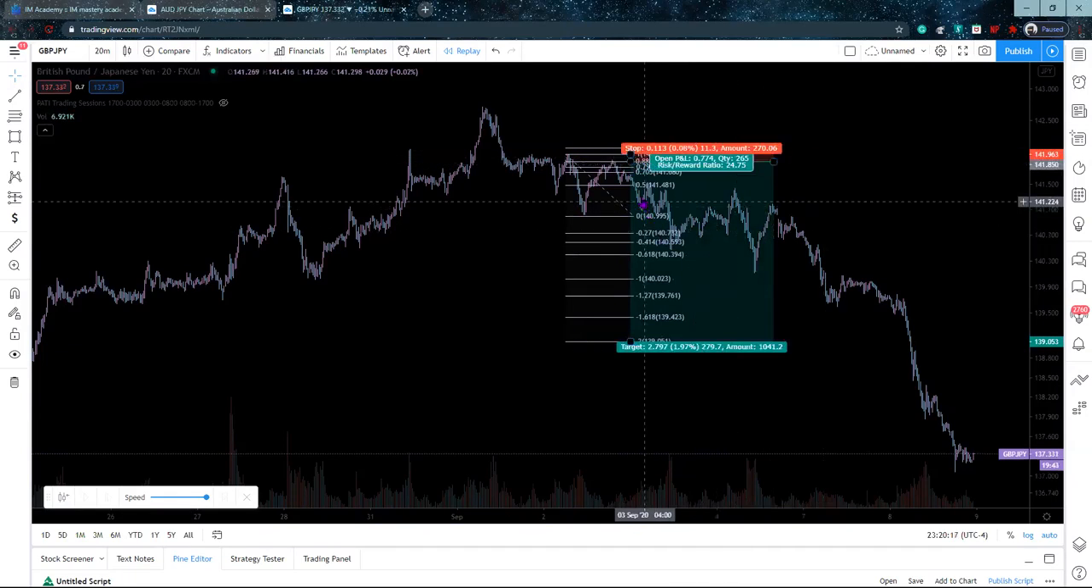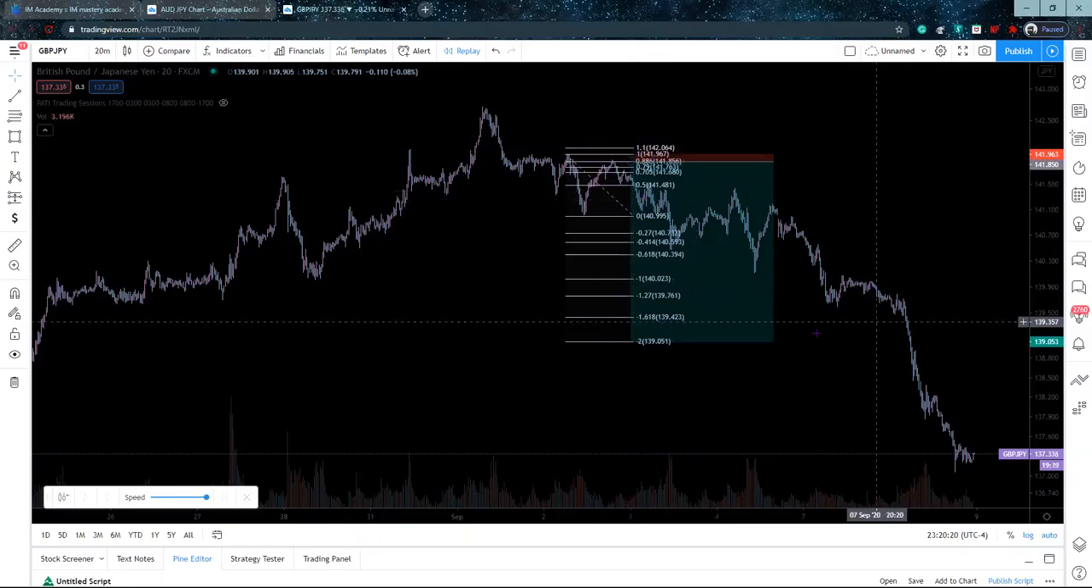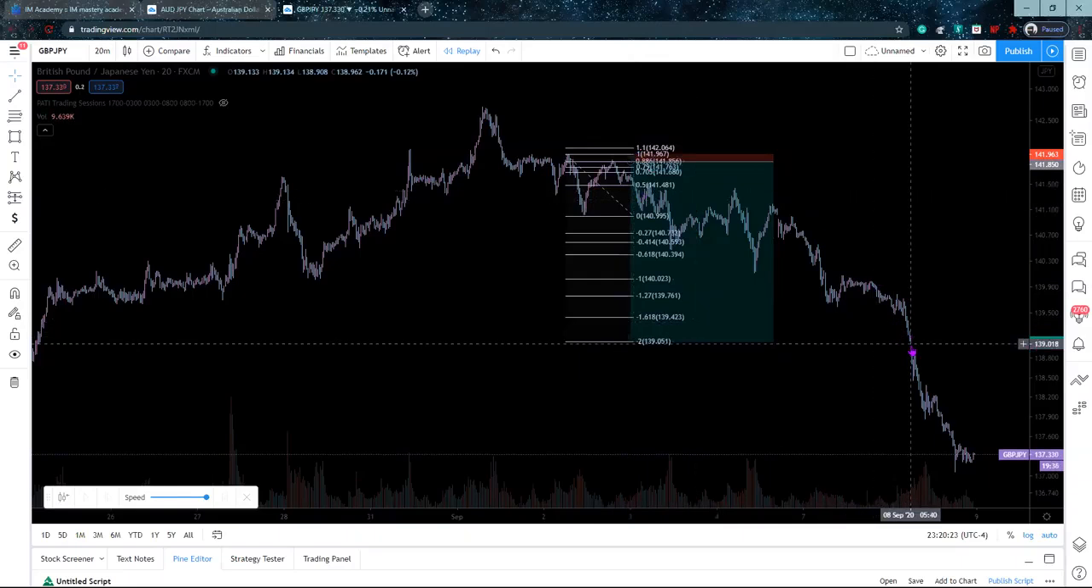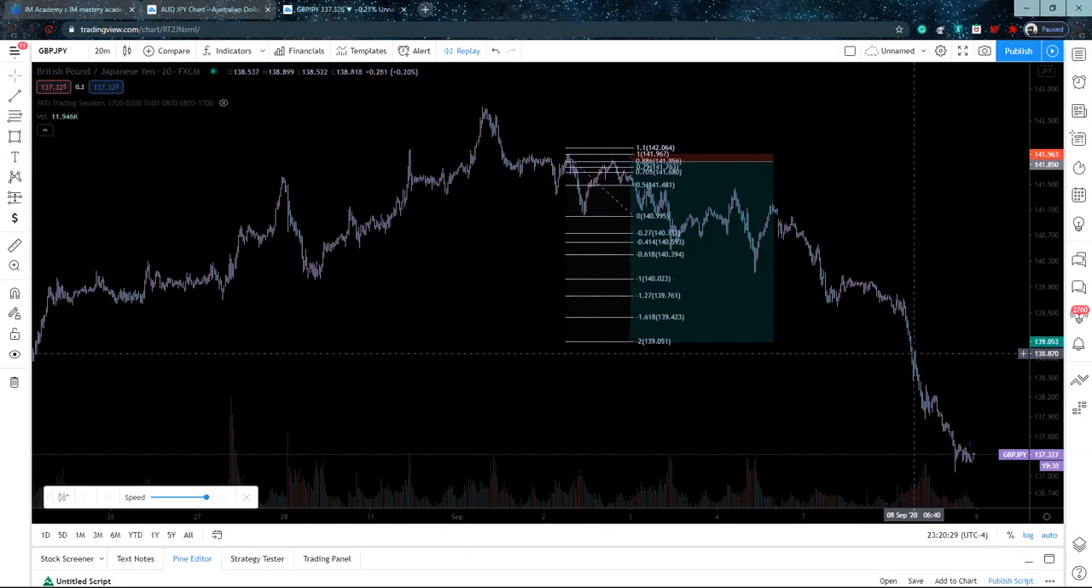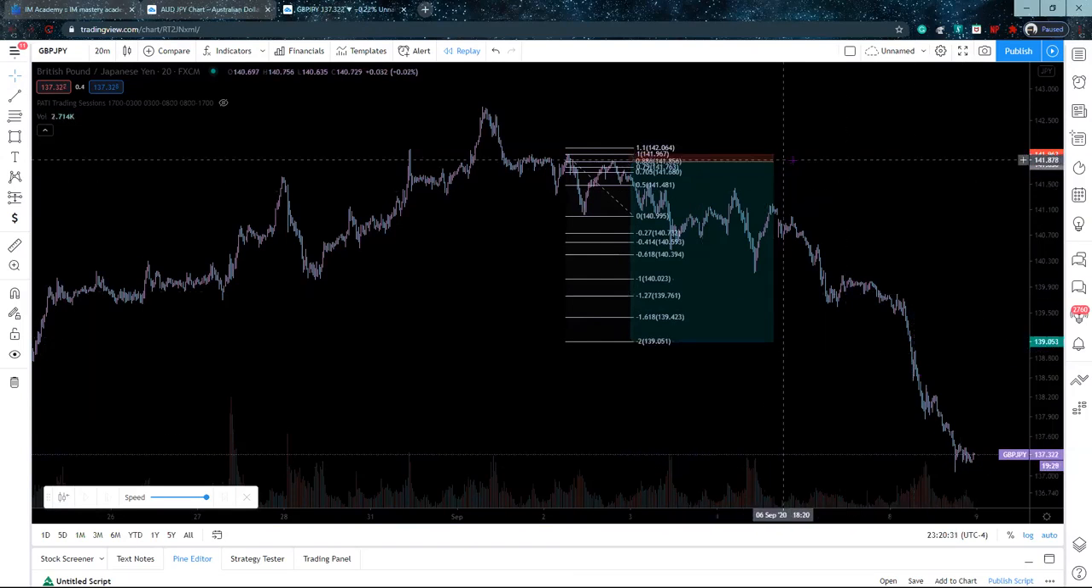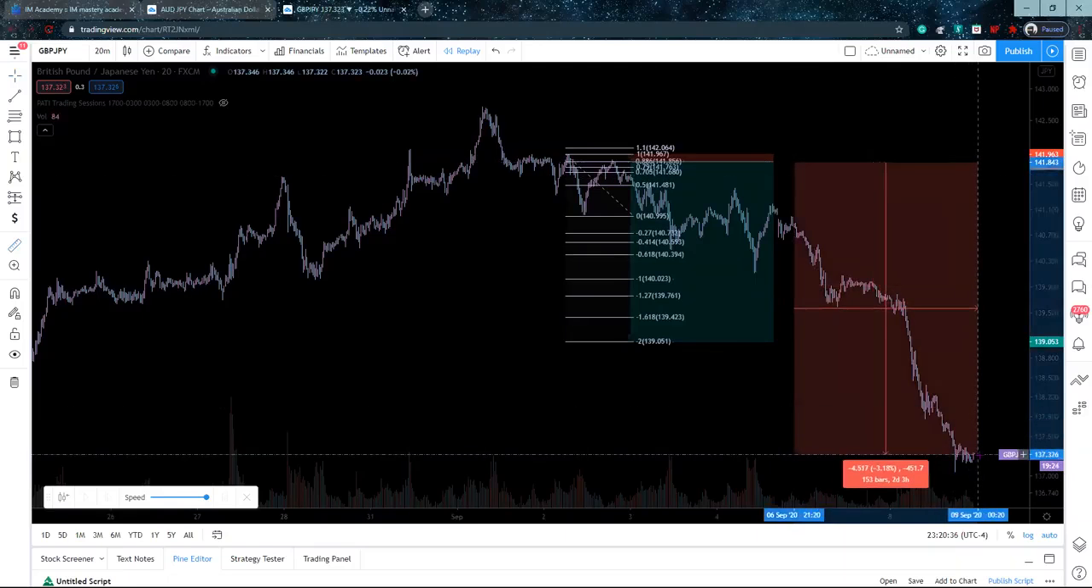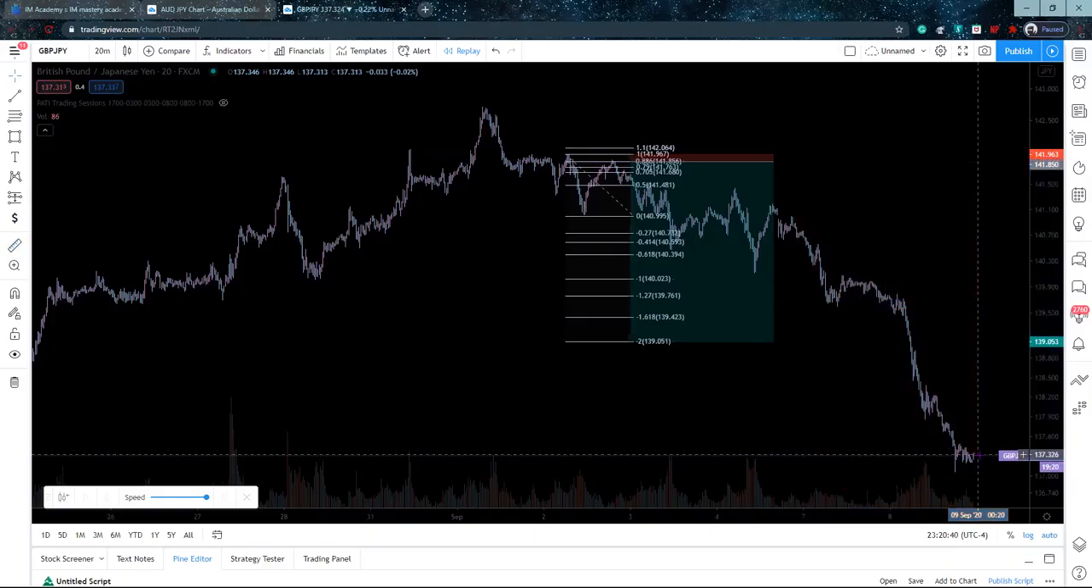Now, it took a while. It took from September 3rd to 8th. Oh, wow. It only took a couple days. 279 pips. And you could have left your take profit open and it would have kept going for a total of 451 pips.